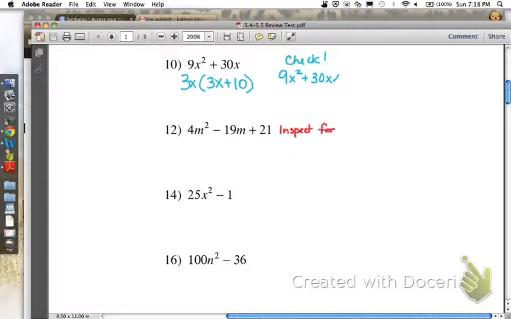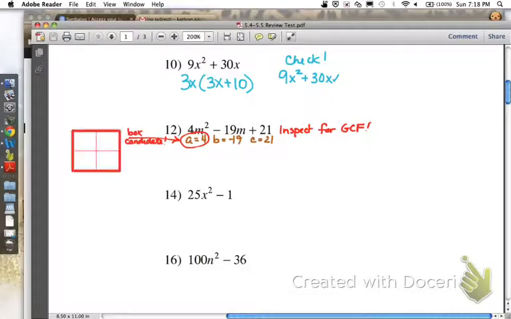Again, we do want to inspect it for GCF, but as you can see, there is nothing common to any of those terms. So, as we list our ABCs, we notice that A is not equal to 4 this time. So now it's a candidate for what I call the box method. And so you simply create this box. You put the first and the last terms in the following boxes.